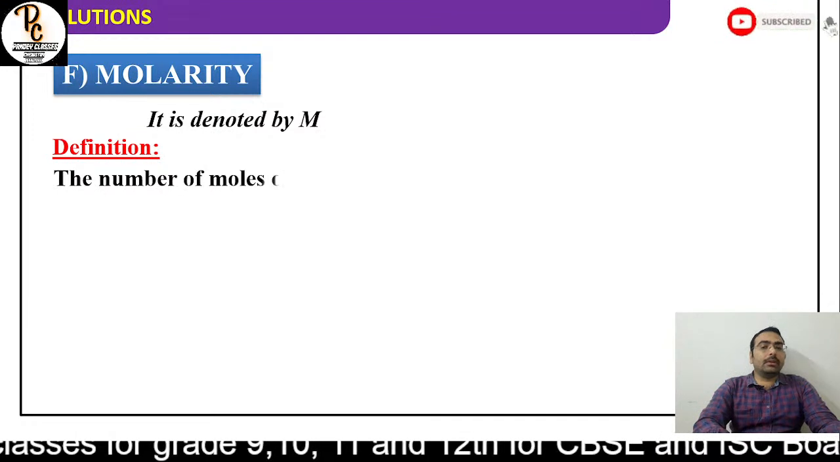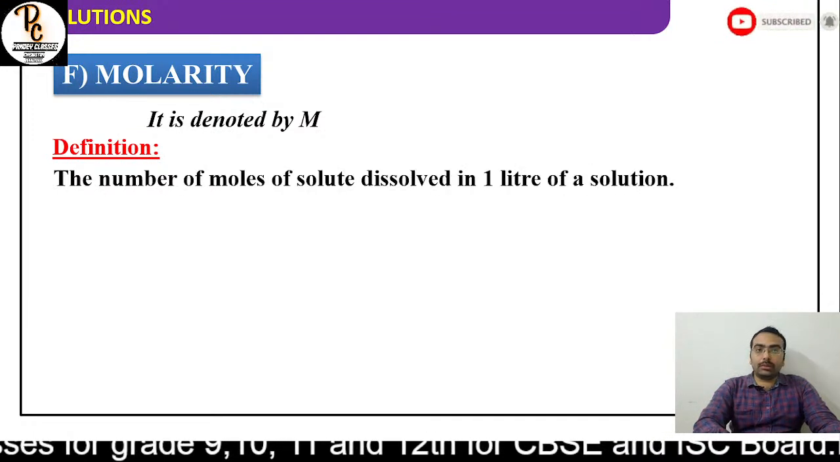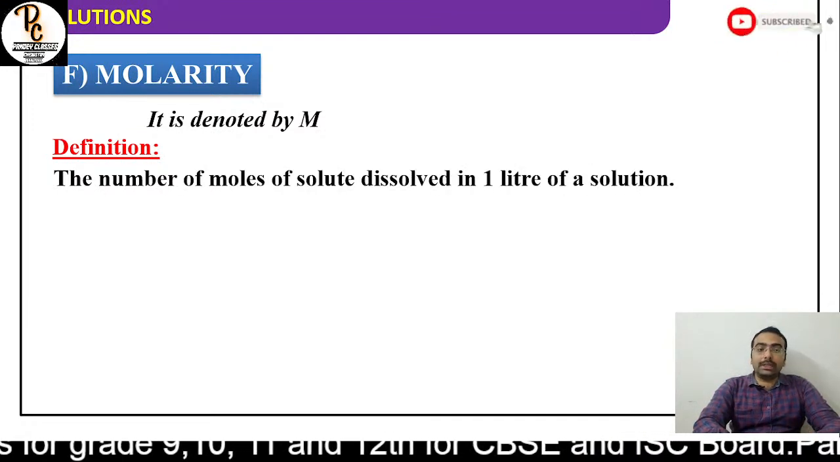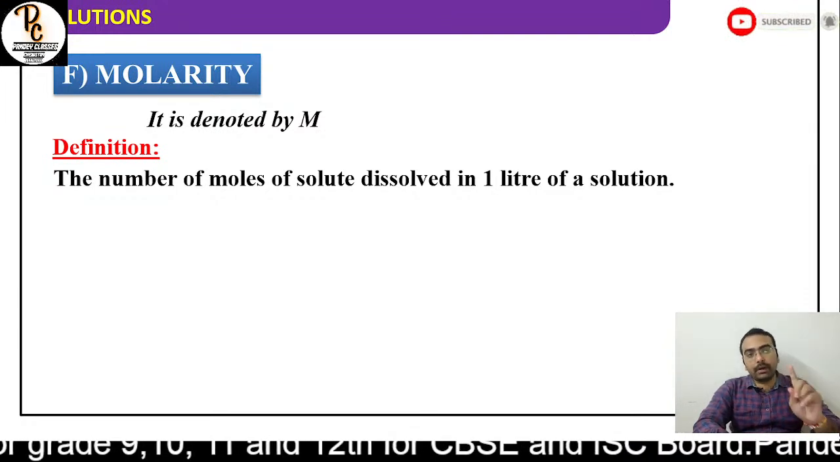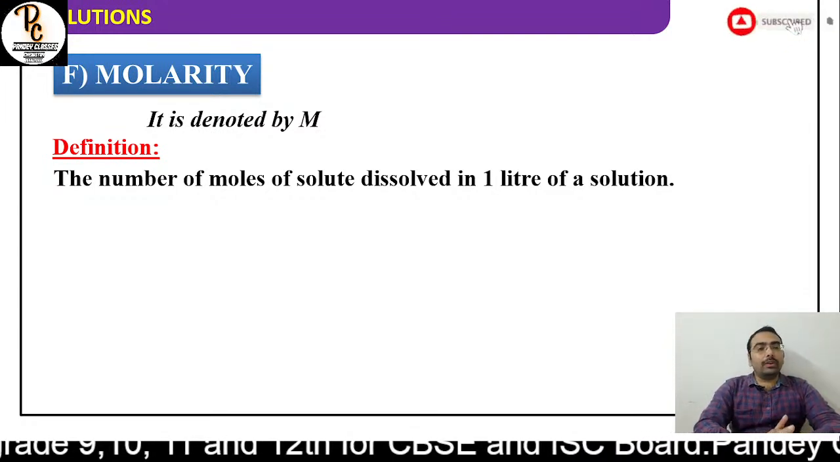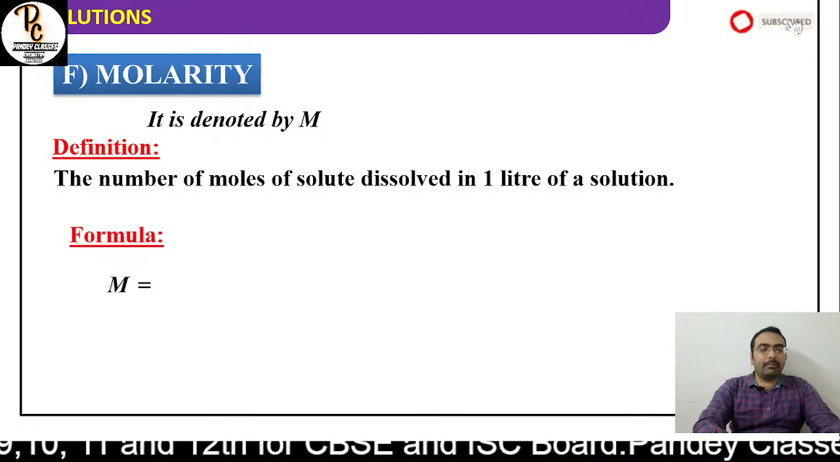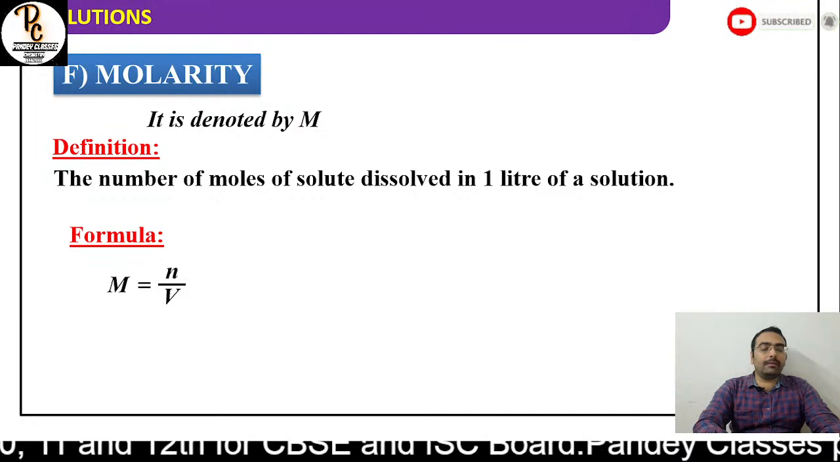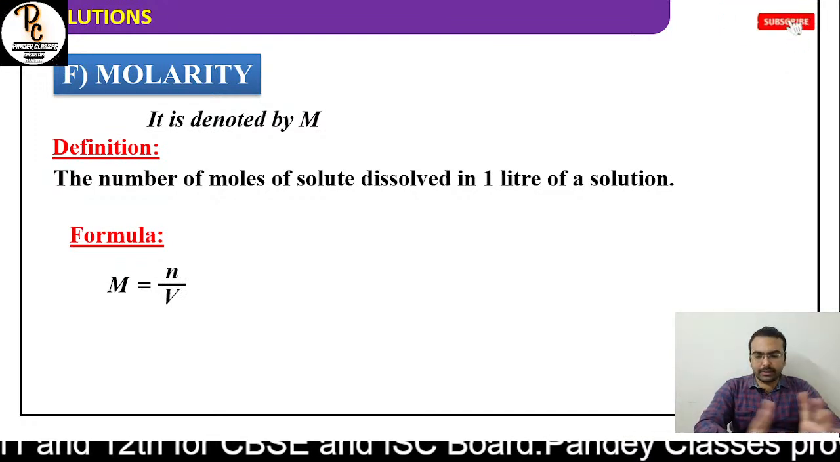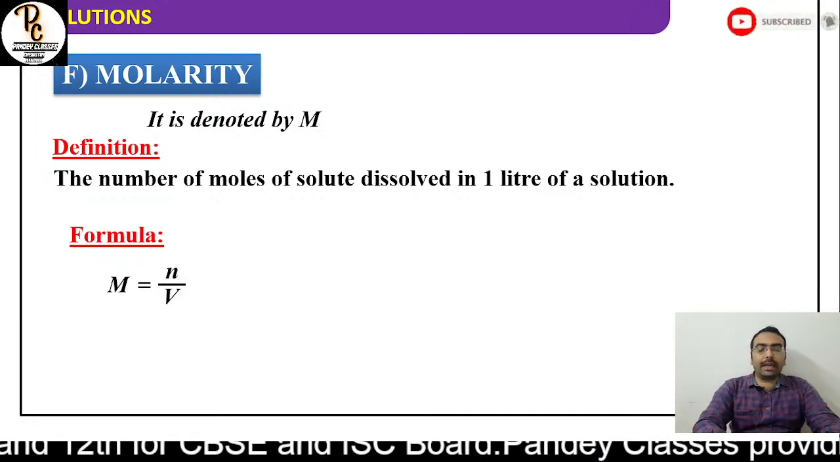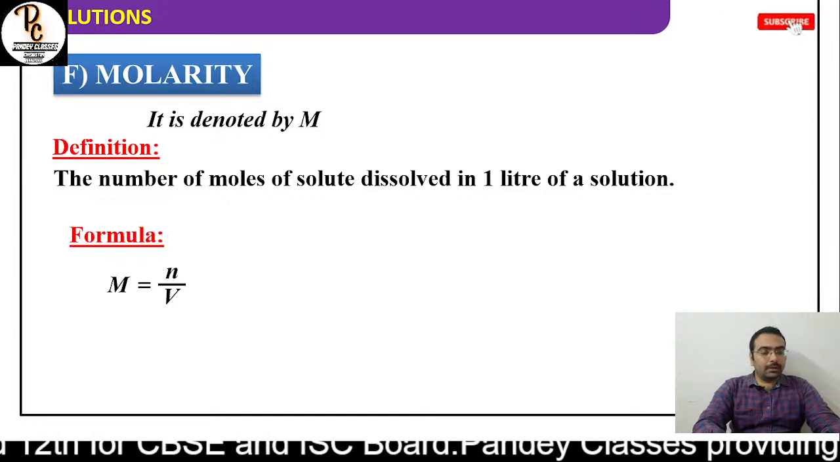Definition: the number of moles of solute that is dissolved in per liter of the solution, we call it as molarity. So the formula is M equals to n upon V. This is the general formula that we use, where n is the number of moles.